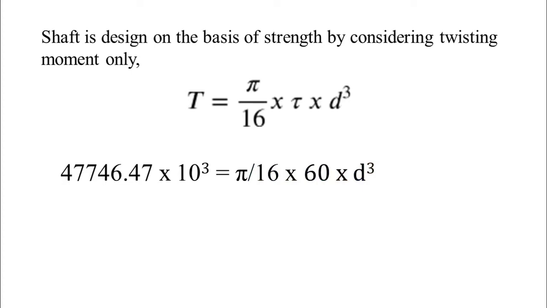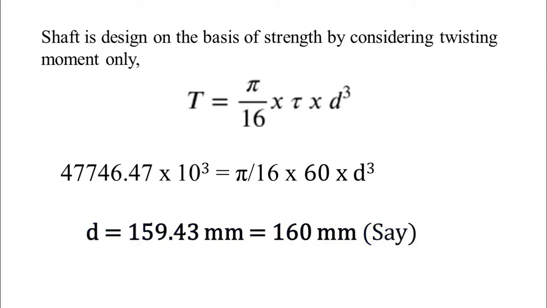Now pause the video and calculate the answer in your calculator, and after that play the video to see the answer. We will get small d is equal to 159.43 mm. Now at the time of manufacturing, the product should be in the even digit or next fifth digit. Therefore we take the diameter as 160 mm. This is the solid shaft diameter.